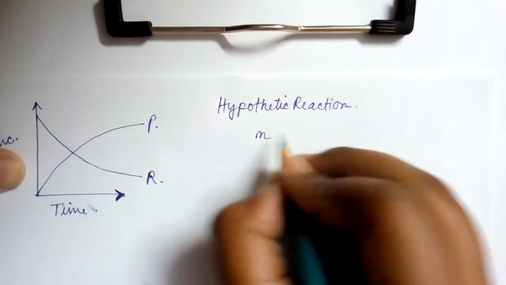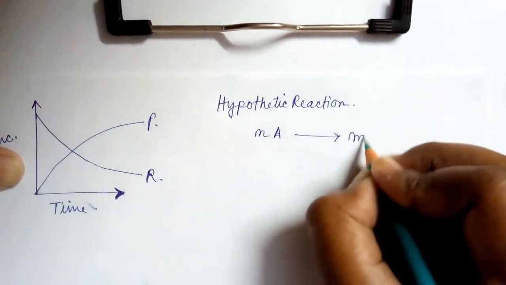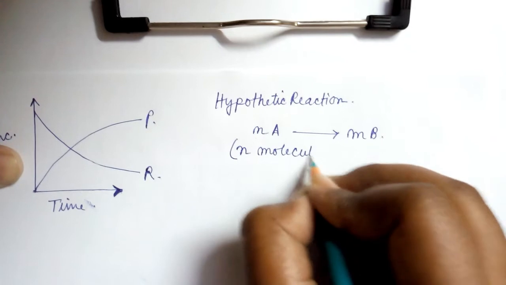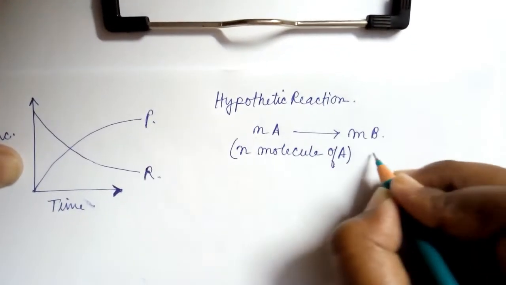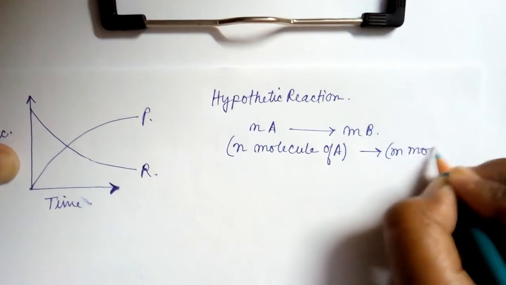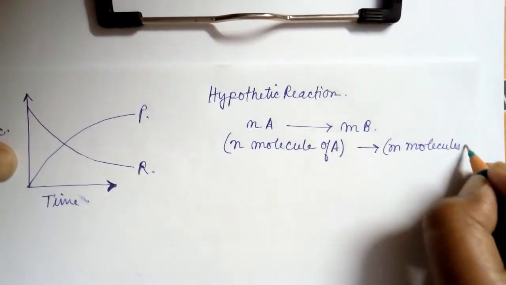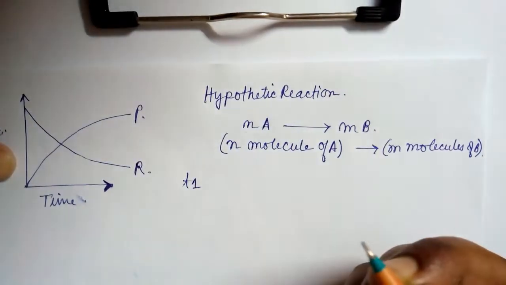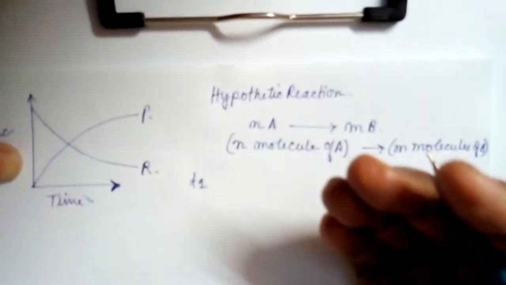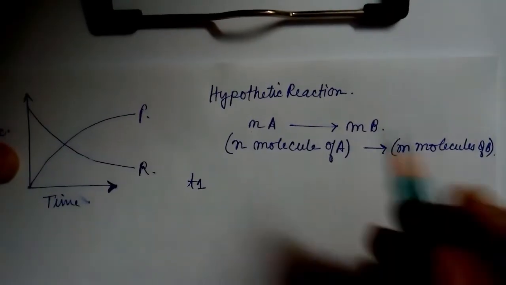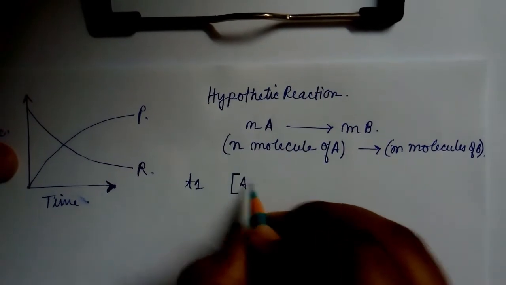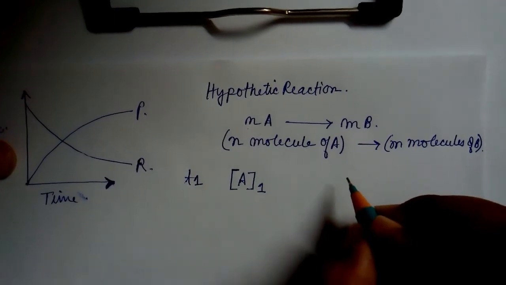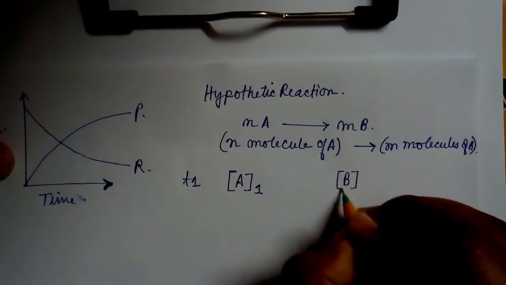Reaction where nA reacts to produce mB. This is, n molecules of A react to produce m molecules of B. Suppose we consider time t1. After the initial point comes time t1, where the reactant concentration decreases to A1 and the product concentration increases to B1.